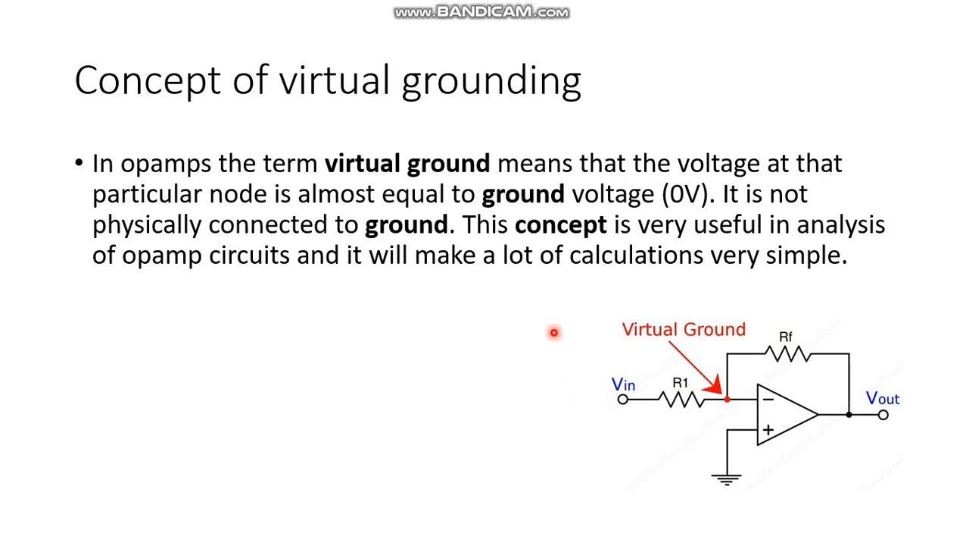Concept of virtual grounding. Virtual grounding means, if you see, this is the negative and this is the positive input of the op amp. If this is grounded, this is also grounded. This is physically grounded. Physically we are wantedly connecting it to ground, but if you measure the voltage at this point, it is 0. If you measure the voltage at this point, it will also be the same as this one. That is the concept of virtual grounding.